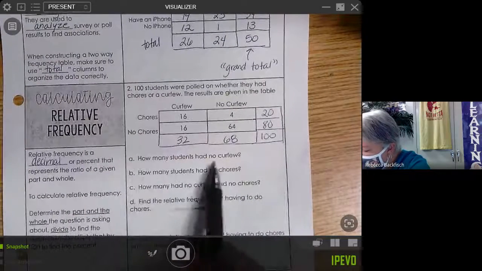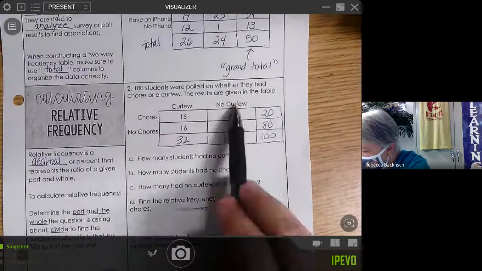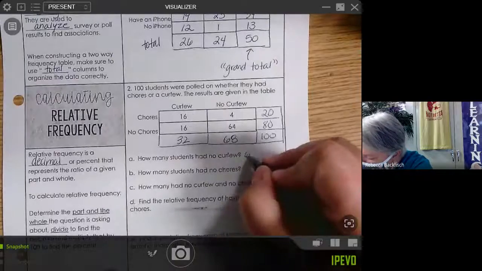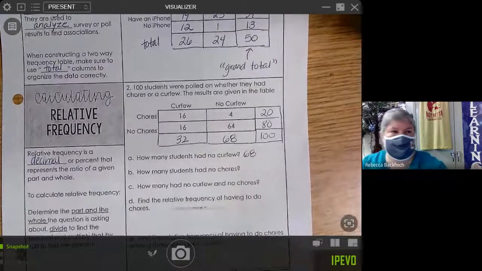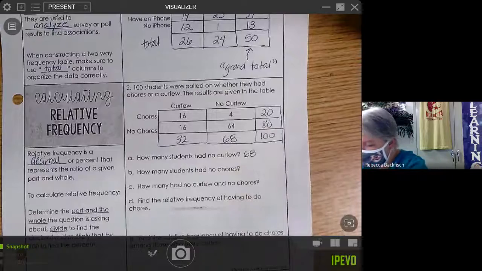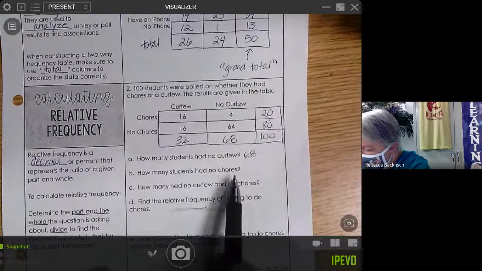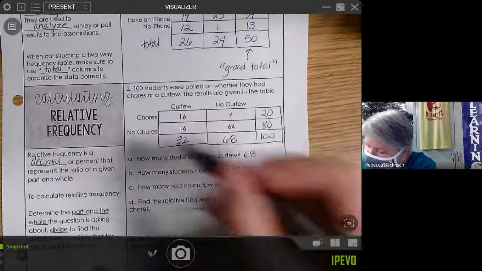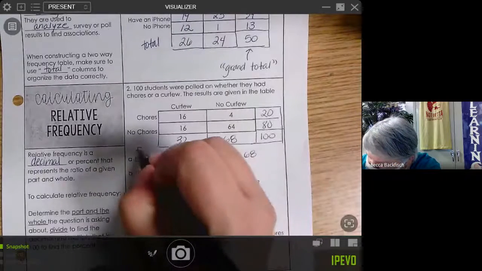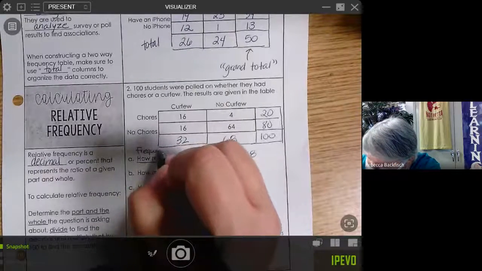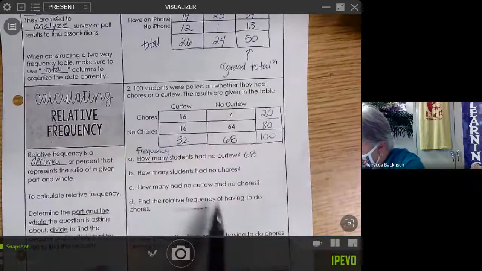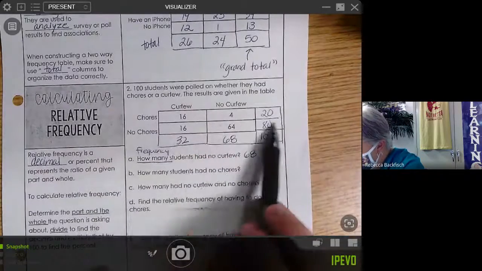How many students had no curfew? Okay, that's a total of 68. How many students had no chores? So how many is frequency? The words how many, that's a frequency question. No chores. So that's this row, that's 80.